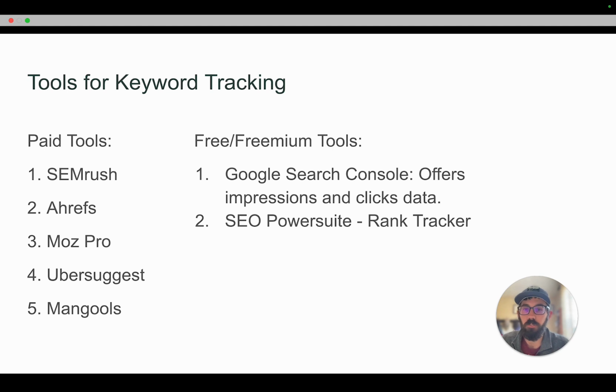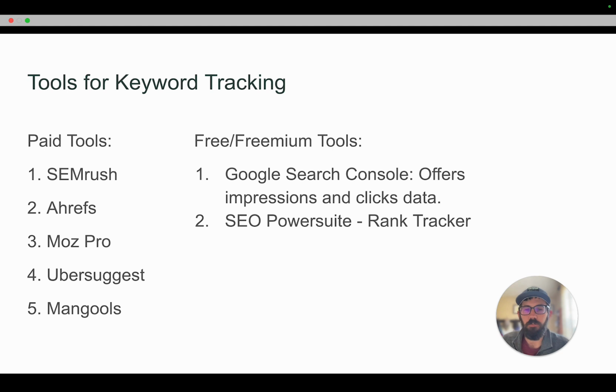So some tools for keyword tracking. There are a lot of tools for keyword tracking. If you just go on Google and search for keyword trackers or keyword ranking trackers or tools, you will find a bunch. Some main ones, just to be familiar with: SEMrush, Ahrefs, MozPro, Ubersuggest, Mangools. Those are all paid ones. There's SpyFu, there's SE Ranking, there's lots and lots of different ones. If you're serious about tracking your keywords, you almost certainly are going to have to pay for it.